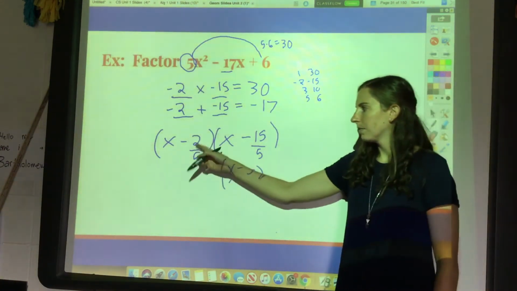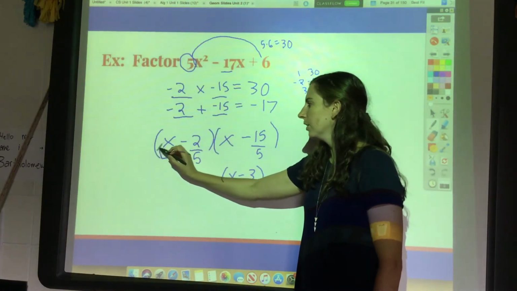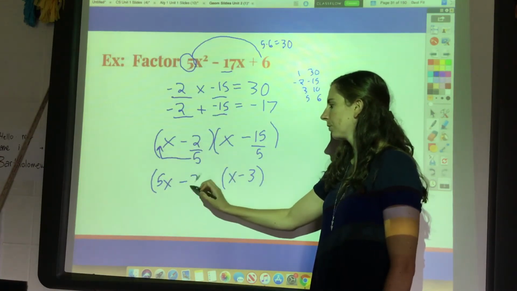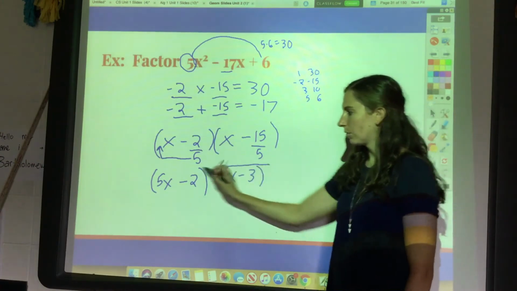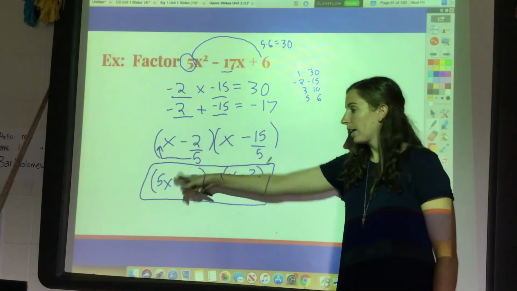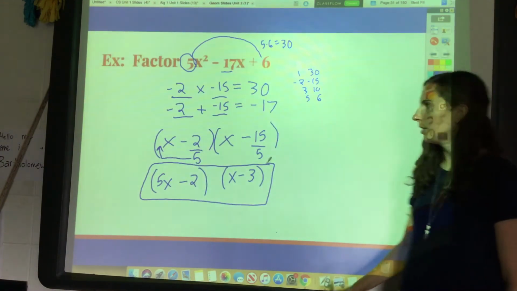But here, 2 doesn't divide by 5, so I'm going to slide it over and get 5x minus 2. And these are multiplied together. They should be a little closer. Again, you could check your work by distributing it out. Make sure you get back to here if you want to do that.